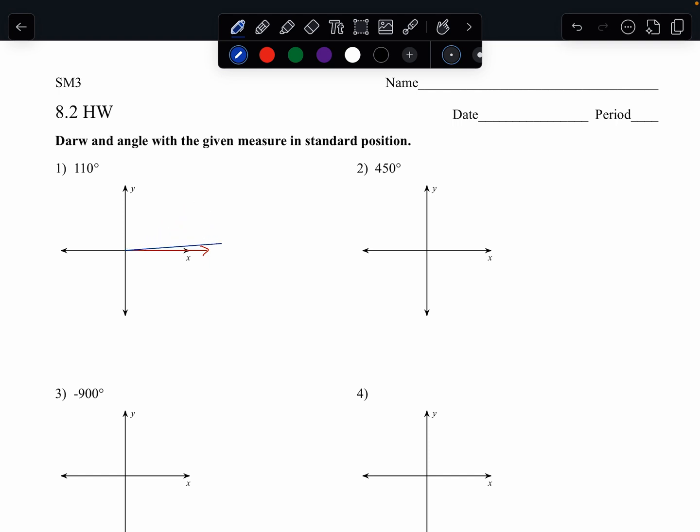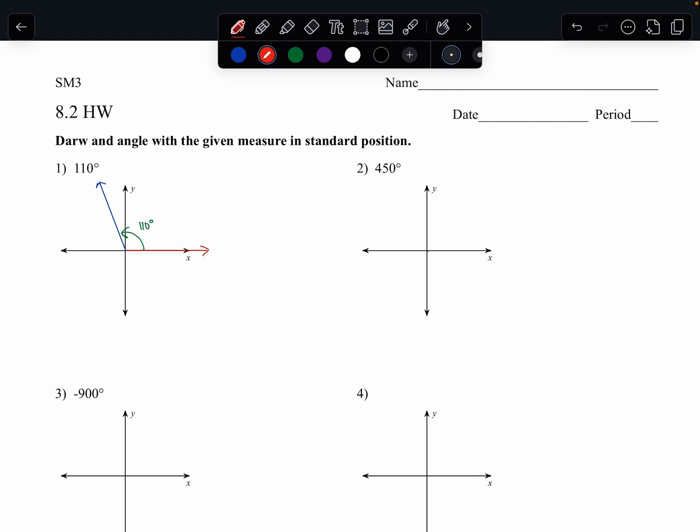So 110 degrees. If you're familiar with your corners, this right here would be 90 degrees, this would be 180. So if this is 90 degrees, I need to rotate 20 more degrees, so maybe just put it about right there. And I'm going to show the rotation by drawing another arrow that kind of just draws the path or how much it rotated. So this right here is 110 degrees.